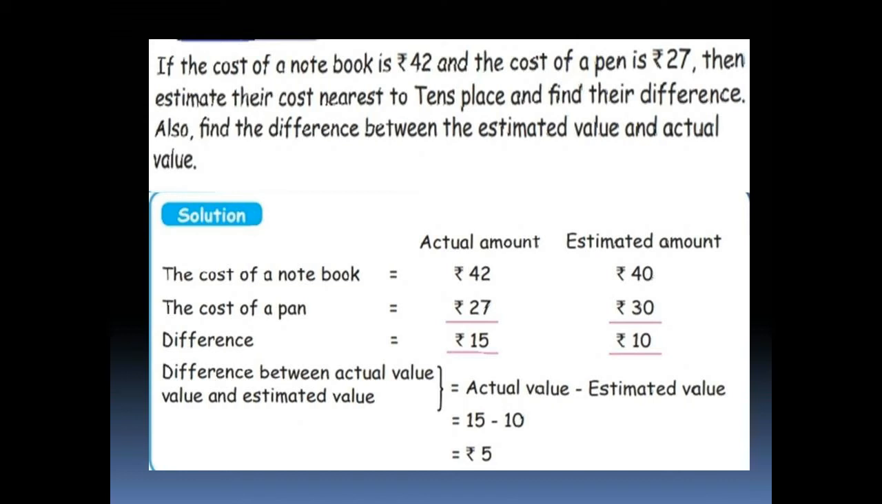So with the help of these two things, rupees 15 and 10, we have to find the difference between the actual value and the estimated value. The difference is rupees 15 minus 10. So you will get the answer rupees 5.